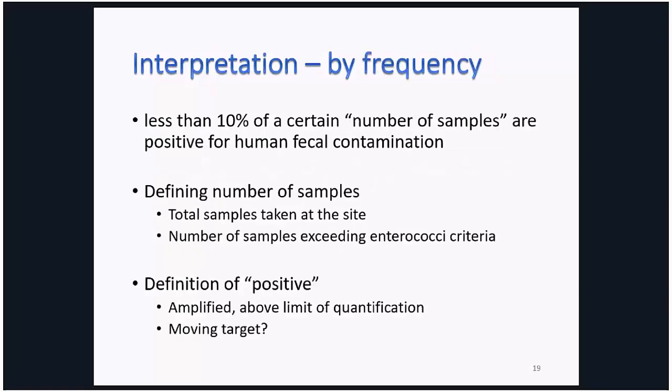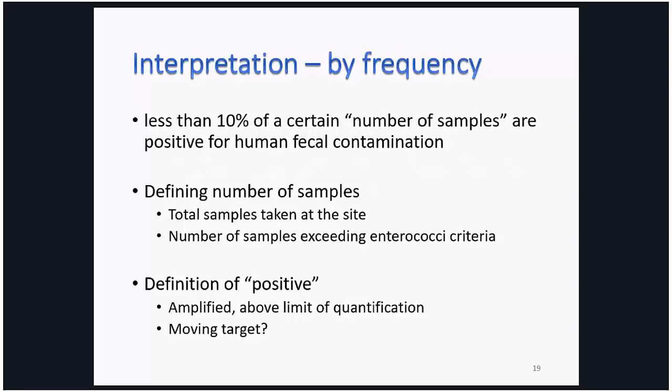And then the second option, what about interpreting by frequency? Let's say if you have less than 10% of the samples that are positive for human fecal contamination, then perhaps we can say your site is non-human enough. You may move forward with the QMRA to establish site-specific criteria. So with this approach, you need to define 10% of what number of samples. 10% of the total number of samples is what we would recommend.